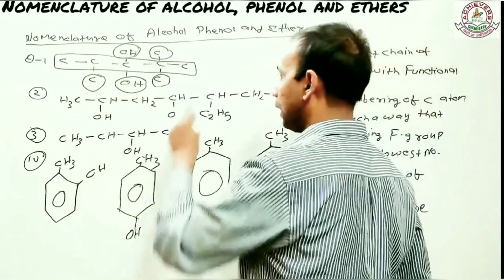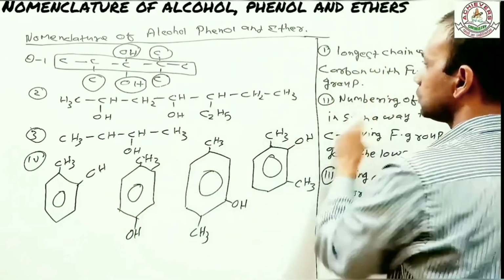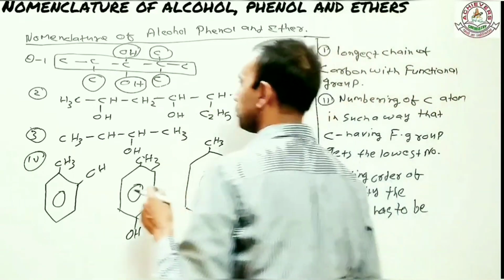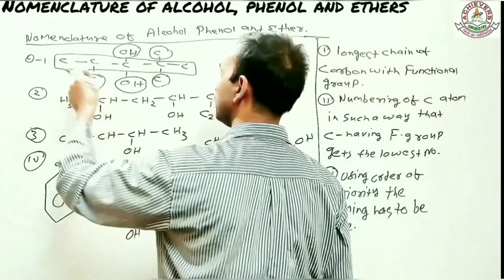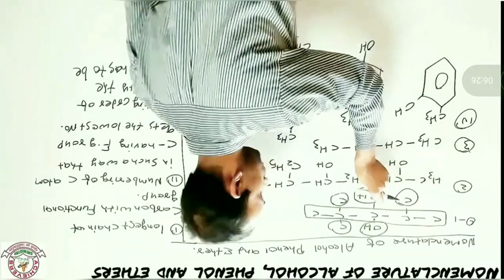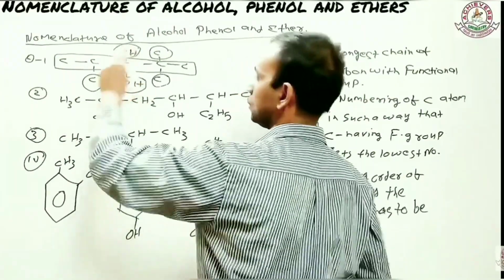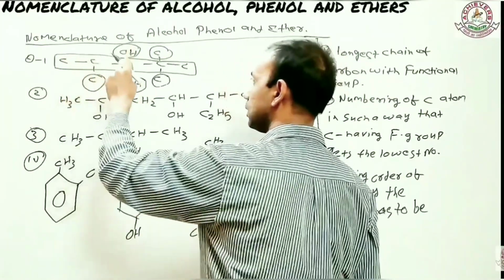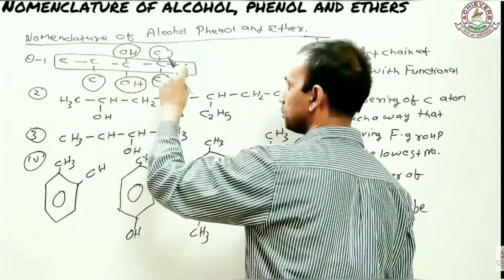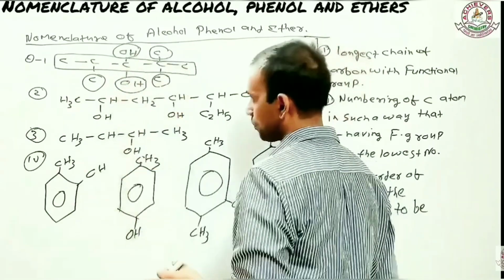But let's name it. After you have the longest chain, you need to number it. How am I going to number it? I'm numbering by looking at the functional group. OH is right here, so let's see, 1, 2, 3, the third carbon has the OH, and from the right side, the OH is also present on the third.